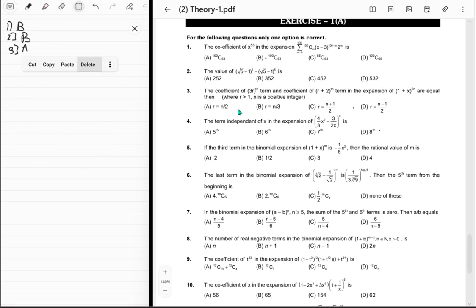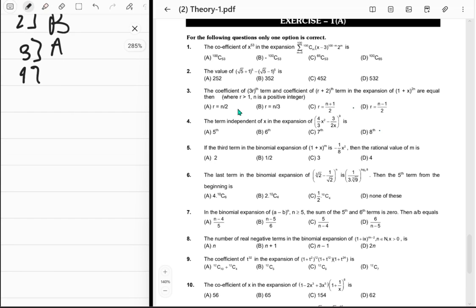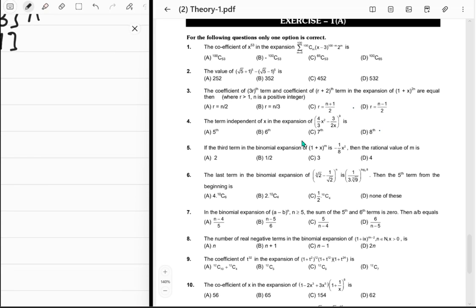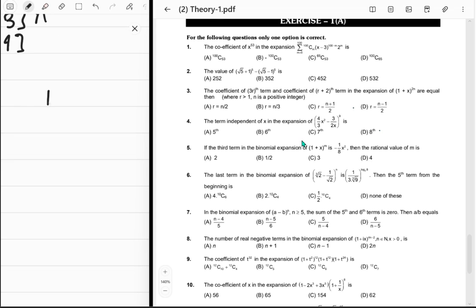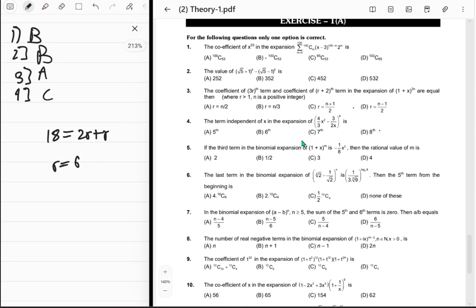Let's go to the fourth. The term independent of x in the expansion of this is, right? We've seen this so many times. Fine. So it's going to be 18 is equal to 2r plus r, so r is equal to 6. The r equal to 6 term is the 7th term. So C is the answer. Wow, this was quick. For the 7th term, we will have r equal to 6, so this will be 1 upon x power 6, and then you've got x squared power 3. It works out, right? Independent of x.